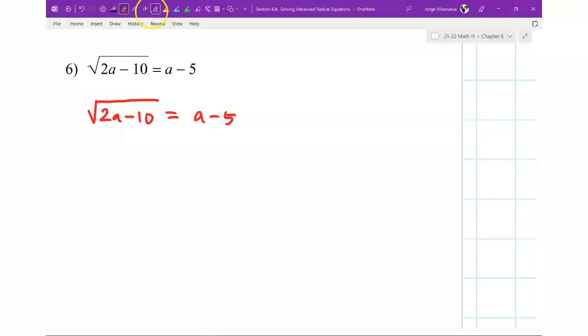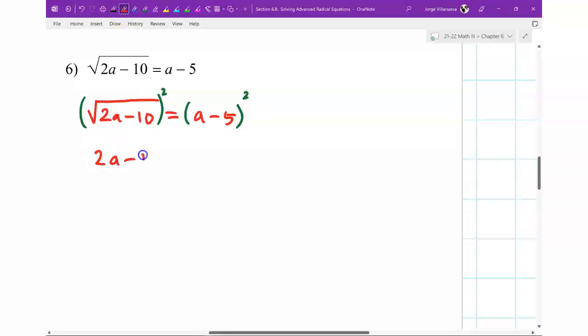Now I'm going to have to square both sides. So square here, square there. Now the left side is actually the easier one of the two. This just becomes 2a minus 10.